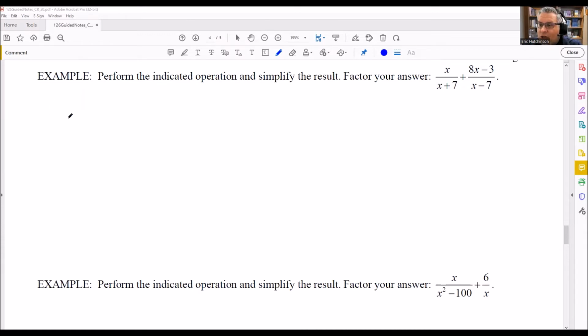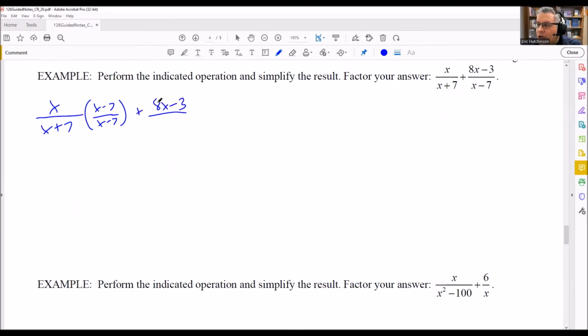So the first one, we have x over x plus 7. It has the x plus 7, but it's missing the x minus 7. So I'll multiply the first one by a power of 1 here, x minus 7 over x minus 7.